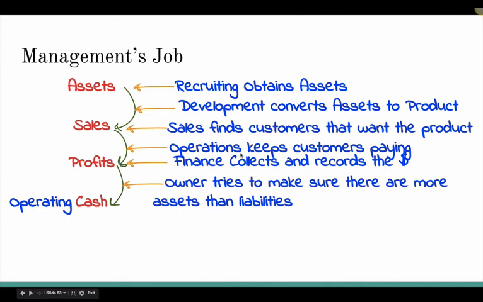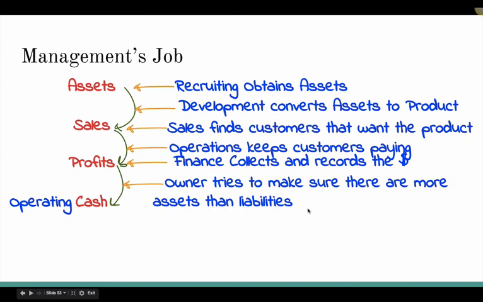Then we've got finance, which collects and records the money that the customers are giving us, collects the profits, and records all the finances that are going on. And then finally, it's the owner's job to make sure that there are more assets than liabilities. So the owner's not only looking at profits, but he's looking at all the operating cash flows as well as any liabilities that we have, in a sense, debts, and making sure that the business is healthy from that standpoint.